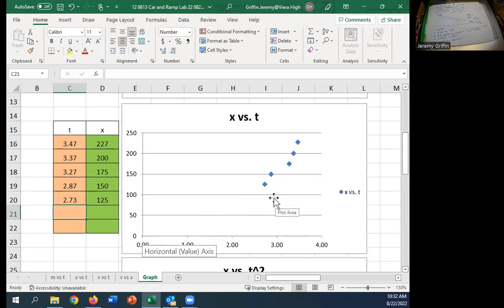Now, suppose we suspect a parabola. How do we know it's not a cubic relationship or a time to the fourth relationship? It might be that too. It kind of lines up with this point.